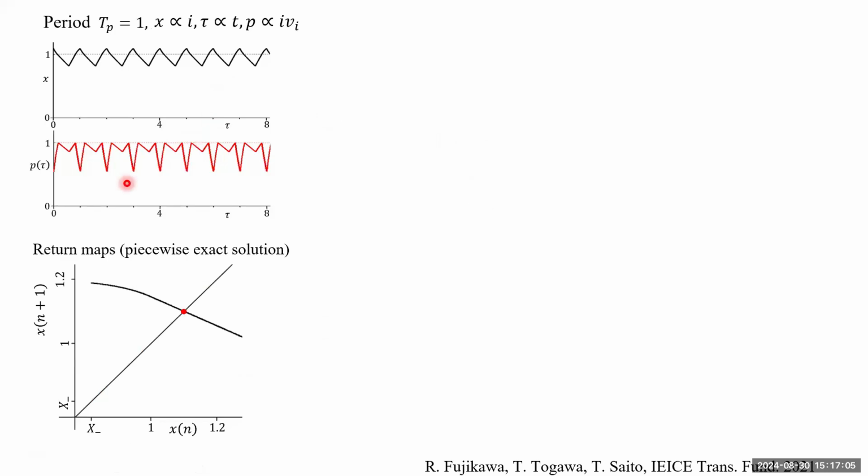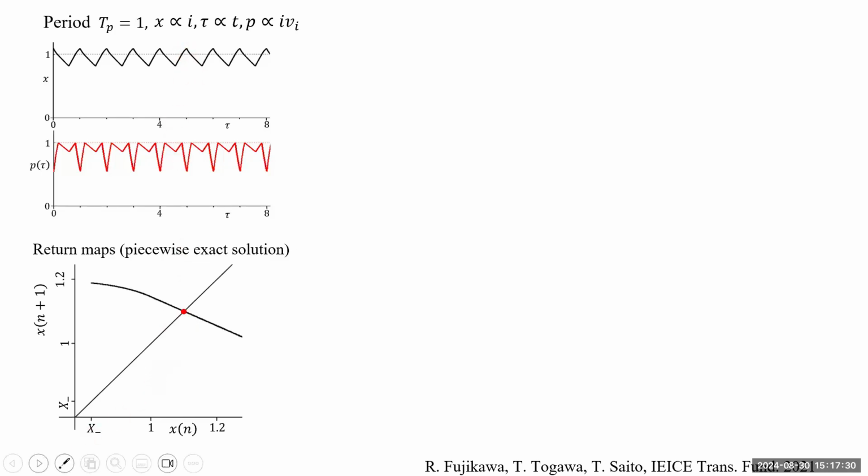This is period 1, a very simple periodic orbit. This is a dimensionless current, the dimensionless instantaneous power, and this is the return map derived from this system, showing present state and next state. And this stable fixed point corresponds to this period 1 wave.